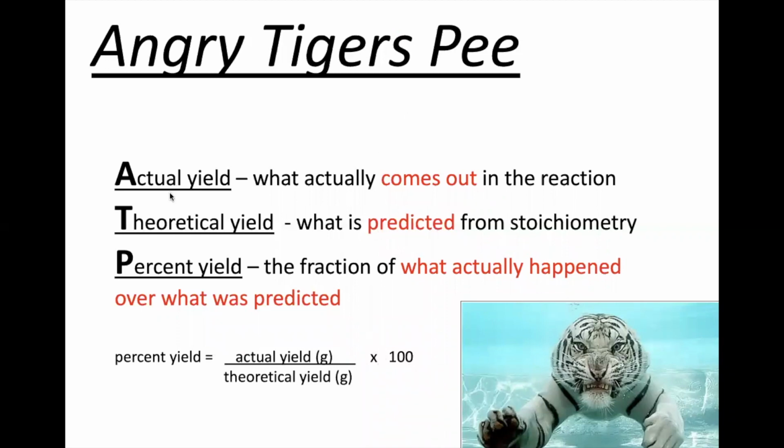Actual is going to be what comes out, and theoretical will be what you predicted, what you expected to happen. And then you get the percent yield, which is what actually happened over what you predicted happening. That's going to be how accurate you were in your prediction.